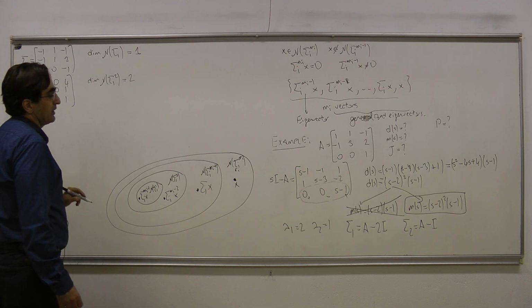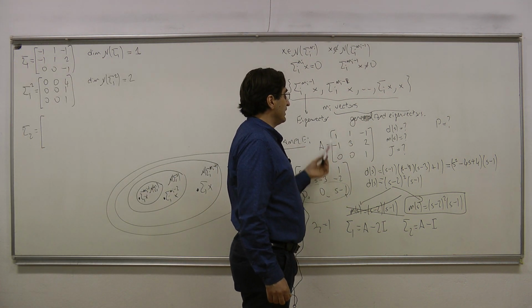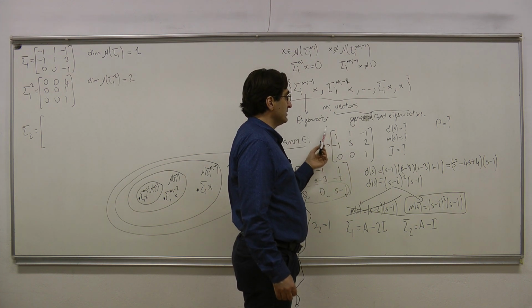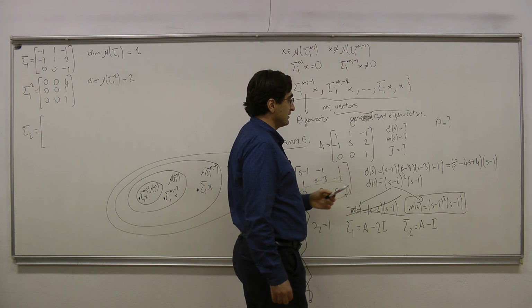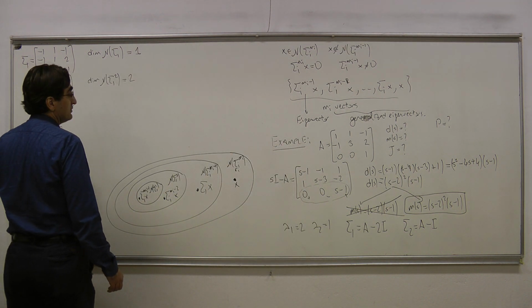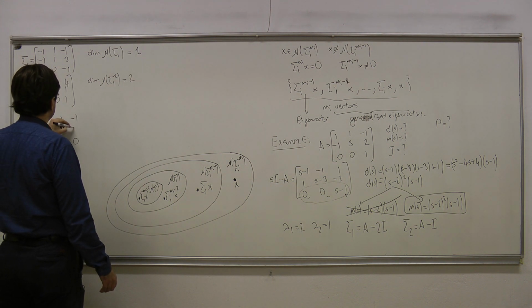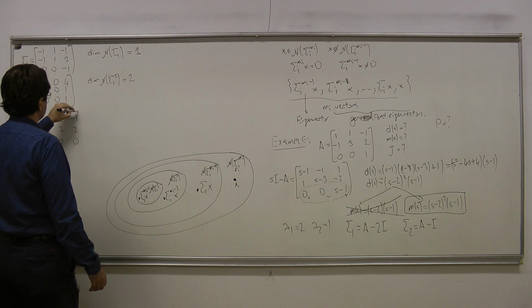Sigma 2 is going to be A minus identity. I will subtract the identity matrix from this matrix, meaning that from the diagonals I will subtract 1. Okay? Well, that is going to give me 0, 2, 0, and the rest should be the same: 1, minus 1, 2, minus 1, 0, 0.